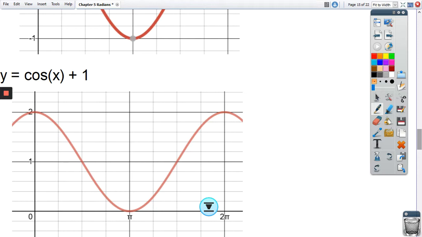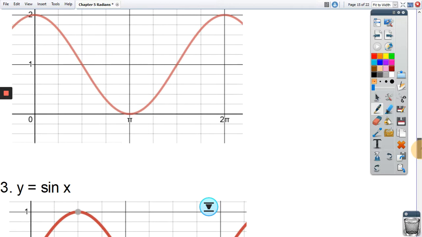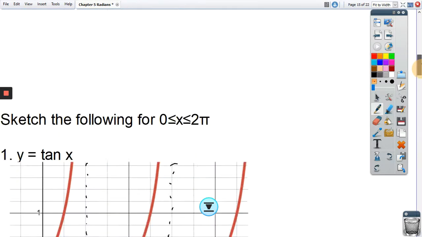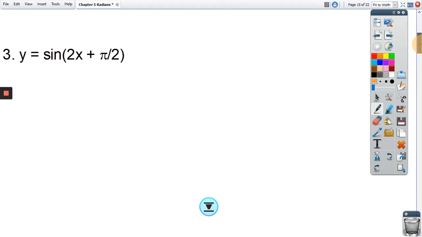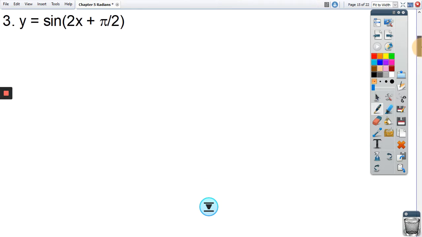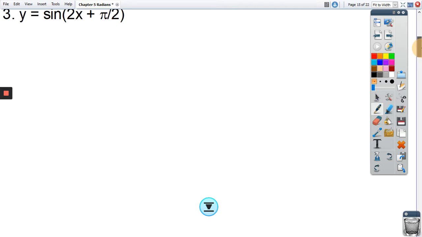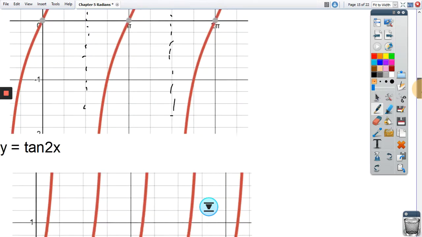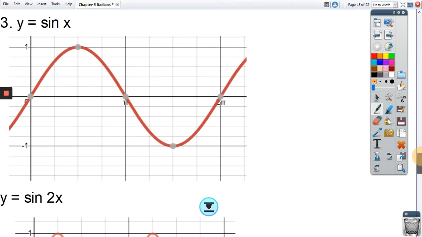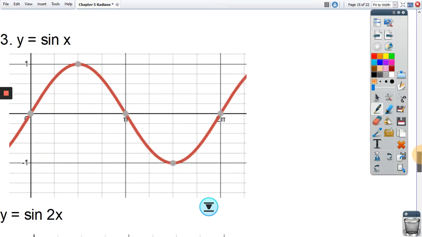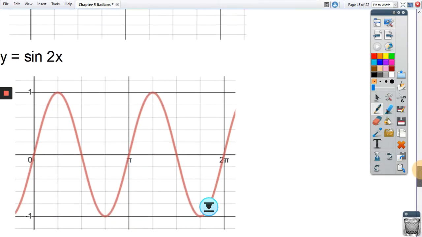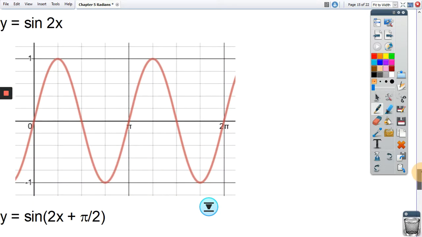Right, and the last one, where we are going to do 2 transformations here. We're going to do the sine of 2x plus pi over 2. So we are going to do a stretch in the x direction, scale factor of half, and then we're going to translate by pi over 2 so that we get something that looks like there's sine x. We've seen that one before. Now, if we look at sine 2x, we get something like that.